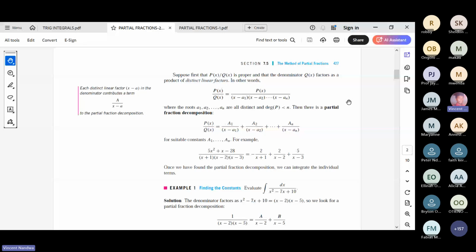So if the question was now to integrate 5x squared plus x minus 28 over x plus 3, x plus 1 times x minus 2 times x minus 3, then it will be the same thing as integrating each of these fractions. And you can see they are very standard integrals to evaluate because it will simply use U substitution.